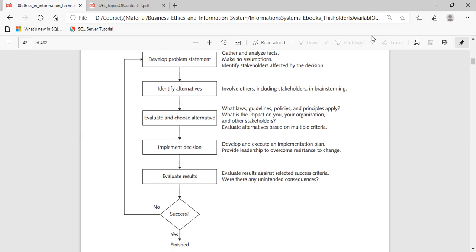And after that, there comes a fourth phase. That's the implementation of the decision. After evaluation and choosing the best of the alternatives, the decision is implemented throughout the organization.